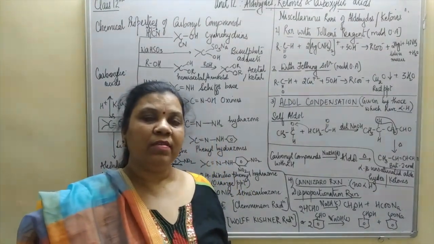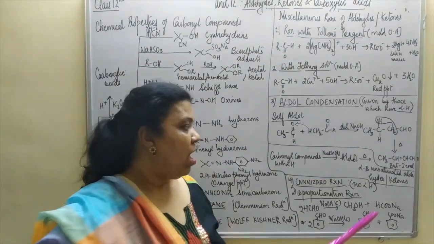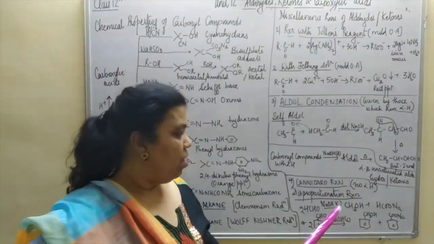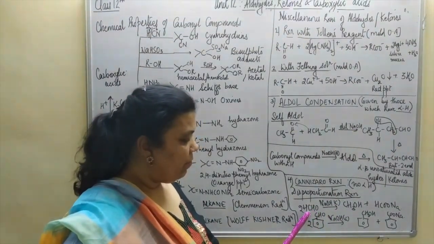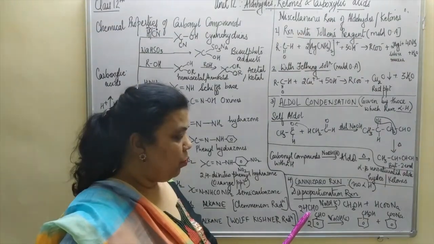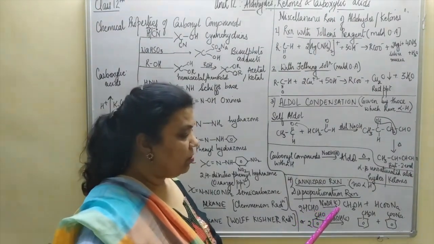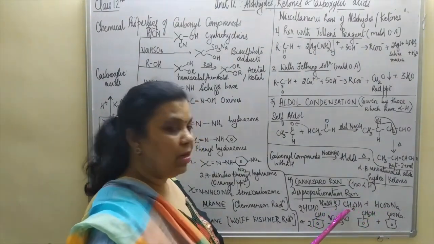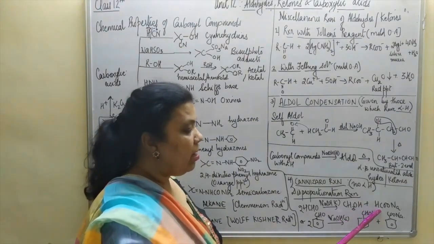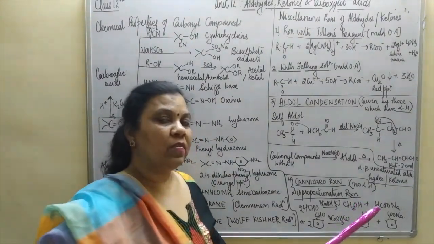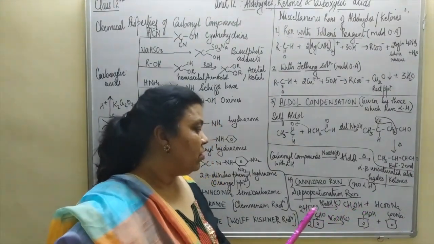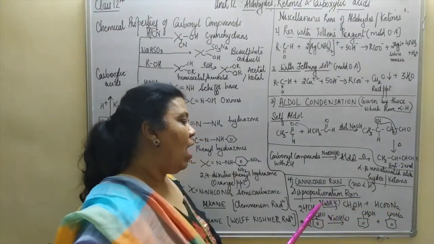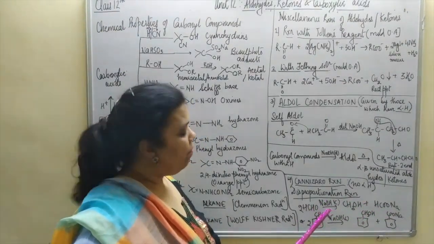Cannizzaro reaction is a type of disproportionation reaction and is given by those compounds which do not contain any alpha hydrogen. For example, formaldehyde, if you see, there is no alpha carbon, no alpha hydrogen. When treated with concentrated alkali or concentrated NaOH, it will give you 2 products. One is the reduction product, that is alcohol, and another is the oxidation product, that is salt of carboxylic acid. So here you get methanol along with sodium methanoate or sodium formate as a result of Cannizzaro reaction of formaldehyde.